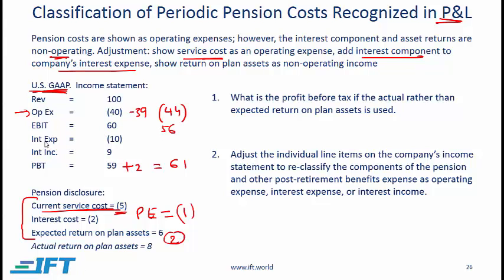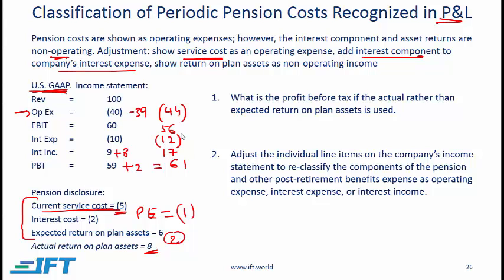Now what about the interest expense? The interest expense was 2. We pulled that out of operating expenses, but that interest expense now needs to be added over here. So the interest expense now becomes 12. The interest income needs to be adjusted. Originally it was 9, and then we add 8 because the actual return on plan assets is 8. So the adjusted interest income is 17.